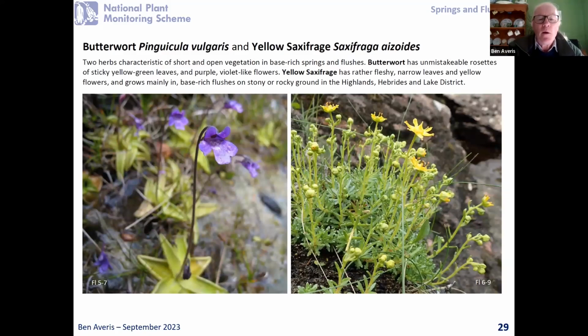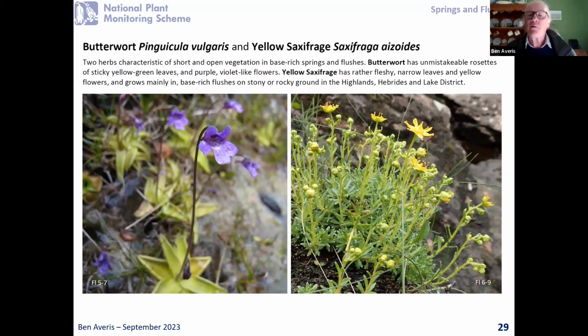Then next, here's another couple of quite distinctive ones. Butterwort, unmistakable leaves. They're bright, rather pale yellowy green leaves with inrolled margins, and they're sticky because they catch flies, and that's one of the ways that the plant gets its nutrients.